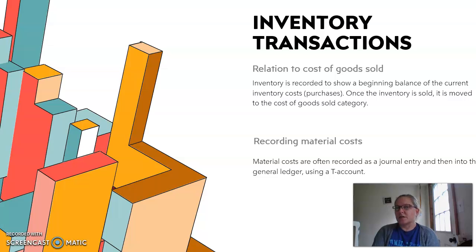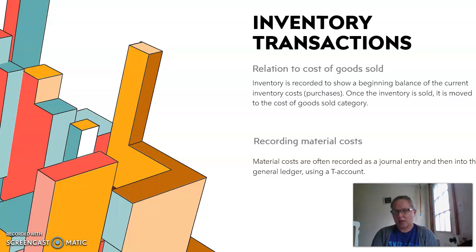Inventory transactions and the relation to cost of goods sold. Inventory transactions are often recorded as a debit for the inventory that was purchased as raw materials, while a credit is made to the accounts payable. After the manufacture of the product and the selling of the product, a credit is made against the inventory and a recording of the raw materials used, while the cost of goods sold is debited.